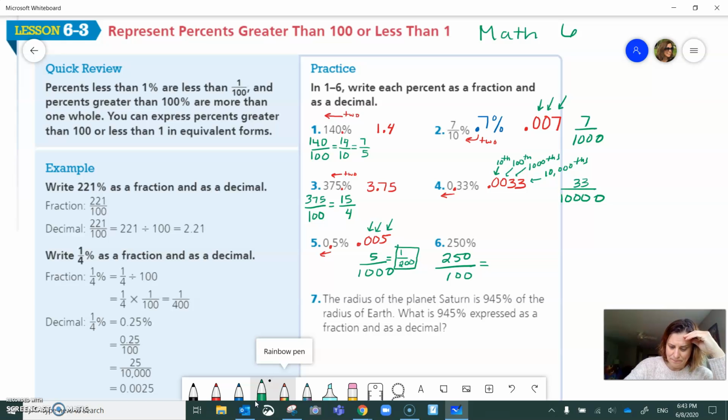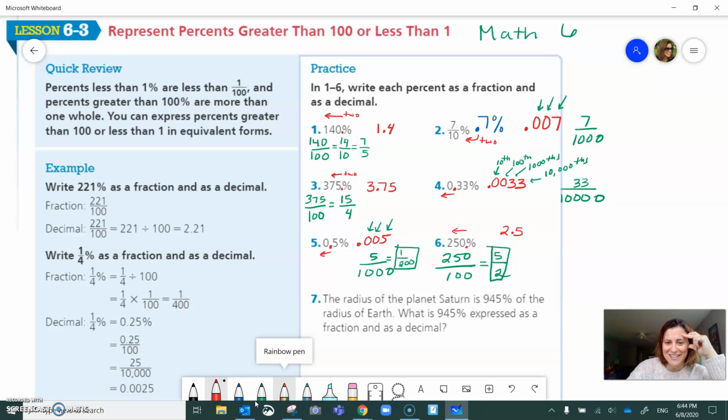250%. I can take 50 out of those. 50 comes out of 250 five times. 50 comes out of 100 twice. So there's your fraction. And then the decimal, we're going to go 2 places away from the percentage sign, so that would be 2.5.